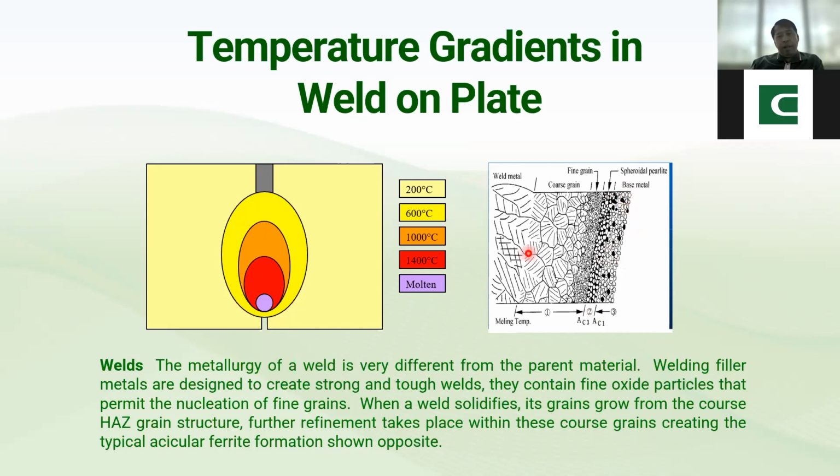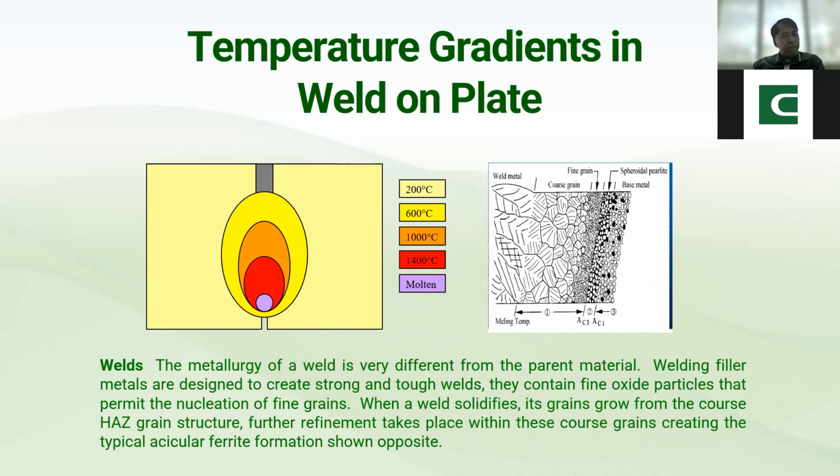Kapag nag-welding ka pala, nag-create ka ng different grain structure depende sa highest temperature na inabot ng ating material. And usually, this coarse grain material, dito lumalabas ang cracking sa heat affected zone area. Okay?